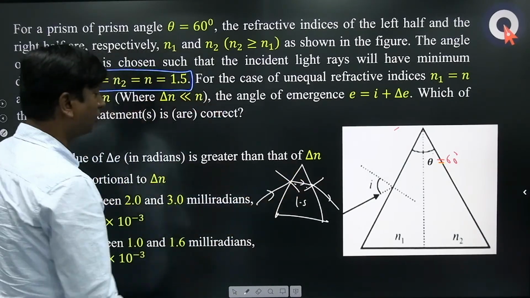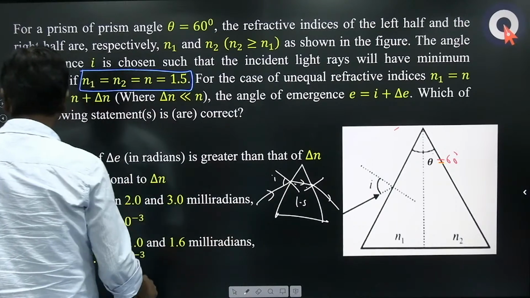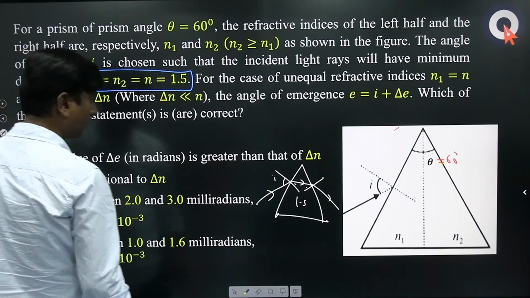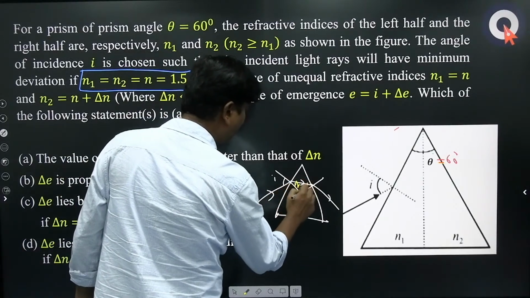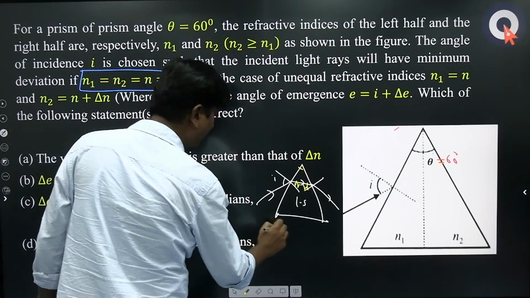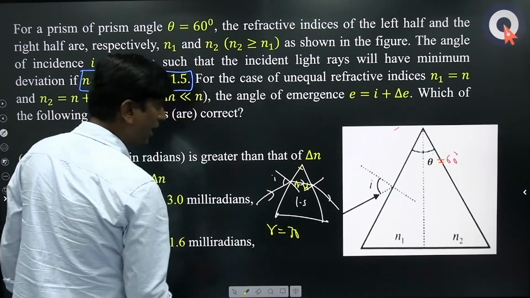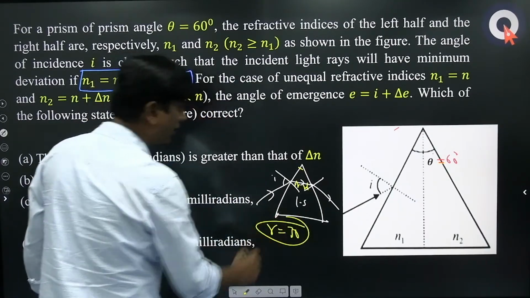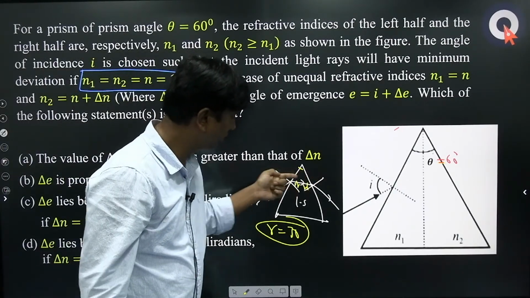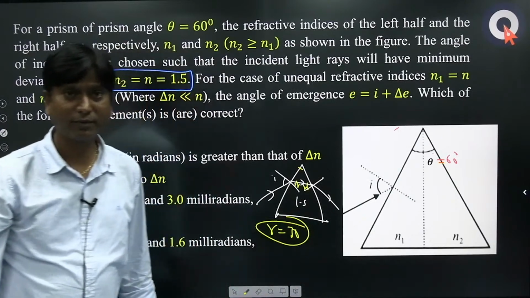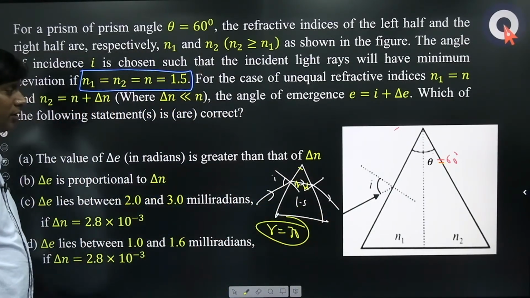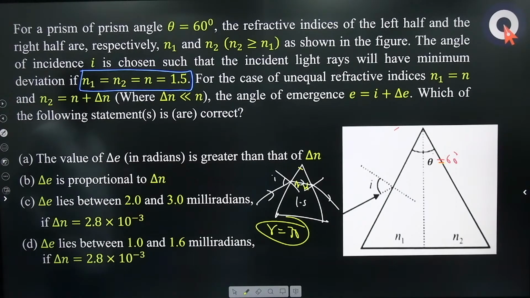So compulsorily you are choosing I in such a way that R1 and R2 are equal. So this is R and this is also R. So 2R is equal to 60, so definitely R will be 30. Means R1 and R2 both of them are equal to 30 degrees. Like that you are choosing, and it is going parallel. This is going exactly parallel to the base. Like that it is going. Okay. Right.